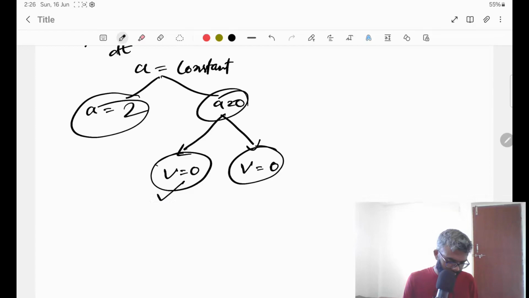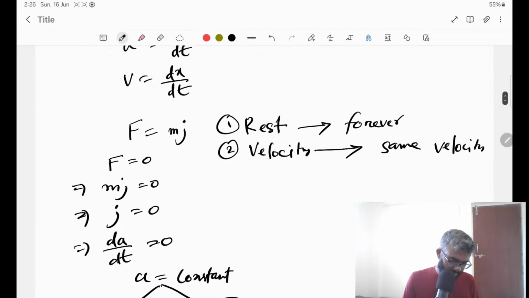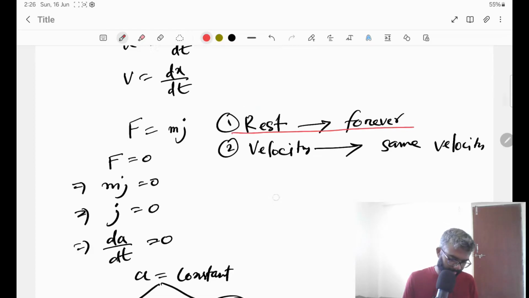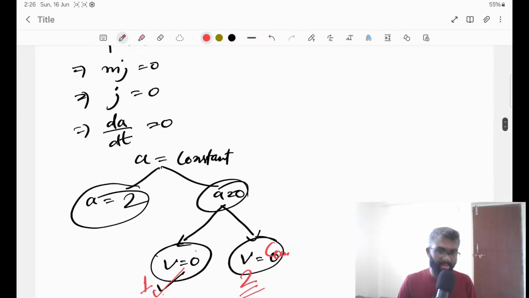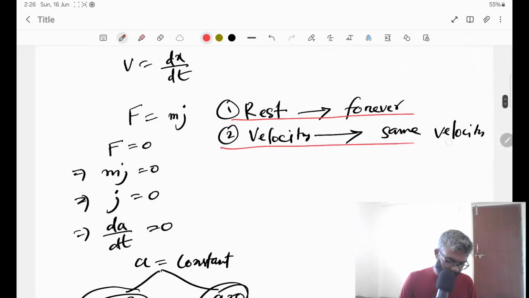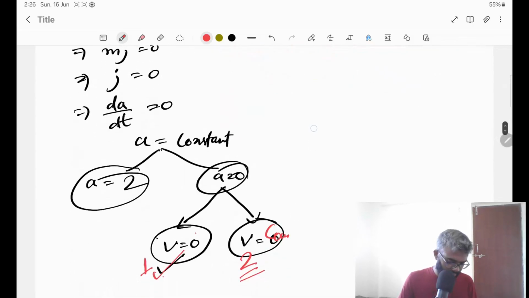This situation corresponds to the condition where an object at rest is going to stay at rest forever. This is the first condition. This is the second condition. Oh, sorry, I should have said this is constant. If the velocity is constant, then it's going to move with the same velocity forever if there is no external force. So this corresponds to the second condition.